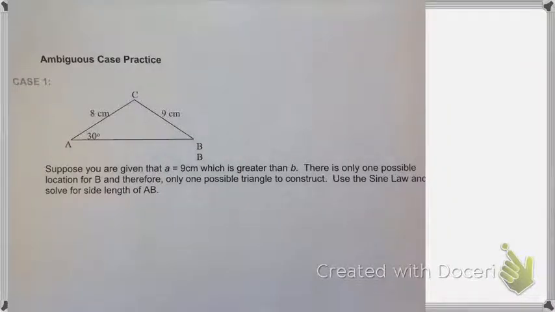Okay, so on this practice page, the first triangle that's given could potentially be an ambiguous case. We have to check. So look at the side opposite the given angle. 9 centimeters is opposite of 30 degrees. We can call that side A. Since 9 is longer than the other side, this triangle is not ambiguous. So I'm just going to write this here.